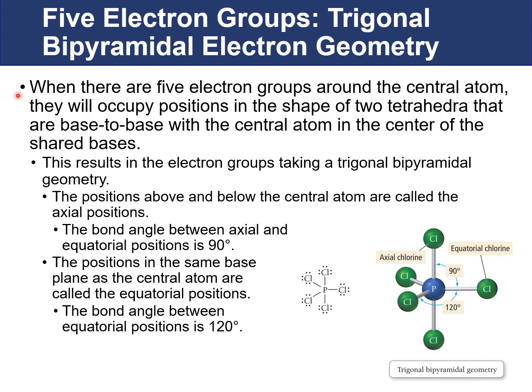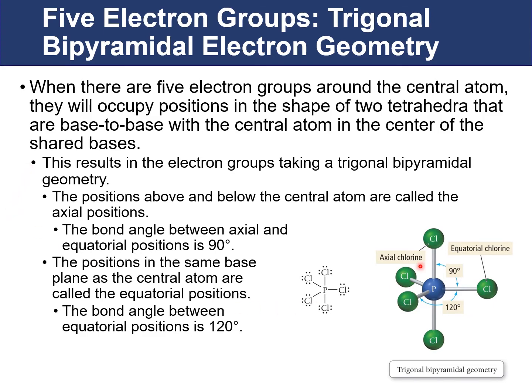When there are five electron groups around the central atom, they will occupy a position in the shape of two tetrahedra that are sitting base to base with the central atom in the center of the two shared bases. So you would have a tetrahedron, a four-sided object, on top, and a tetrahedron on the bottom. This results in the electron group taking on a trigonal bipyramidal geometry.